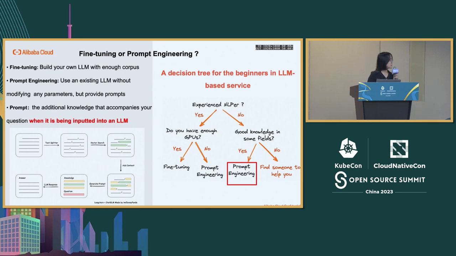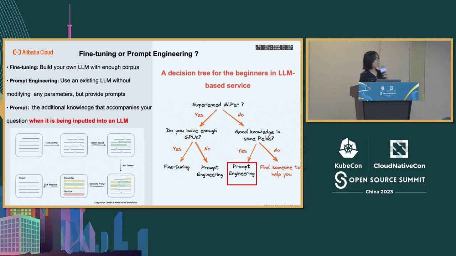But if your answer is no, we recommend prompt engineering. And don't be sad, because it has been shown many times that prompt engineering can achieve performance just as good as the fine tuning one in many fields. And let's turn to another branch. If you are not an experienced NLPer, the second question for you is, do you have good knowledge in some fields? Like, do you have good knowledge in quantitative or observability? If your answer is yes, then prompt engineering is the best path for you.